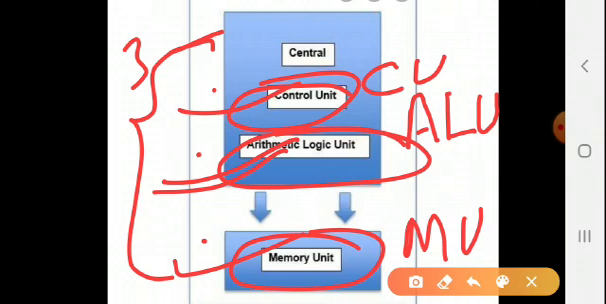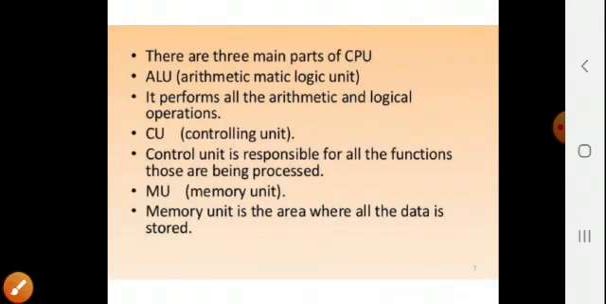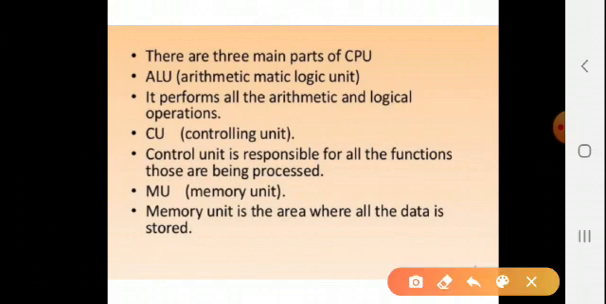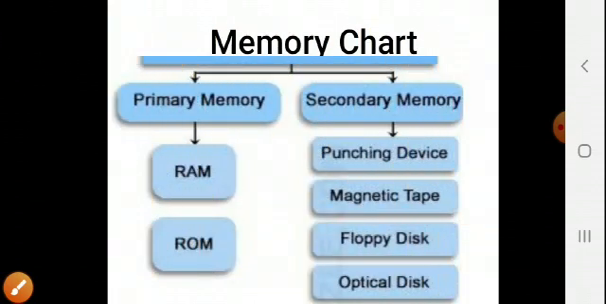Dear students, hope you have understood. Now moving forward. In conclusion we can say ALU performs all the arithmetic logical operations, then CU controls, and MU is the area where all the data is stored. Very simple it is. Then memory chart.